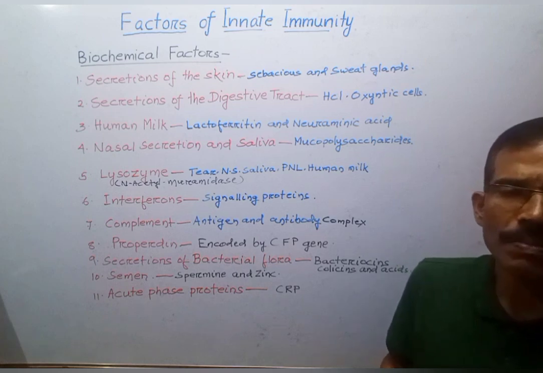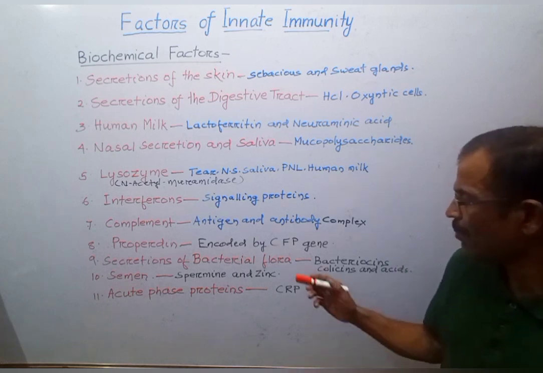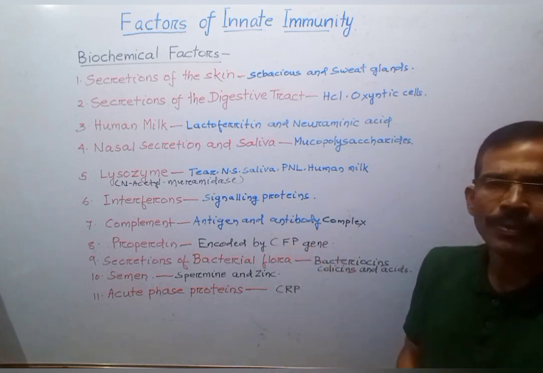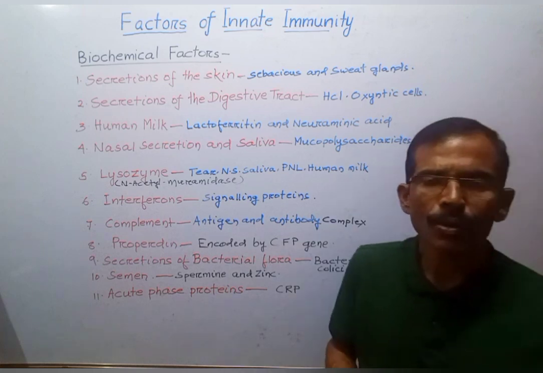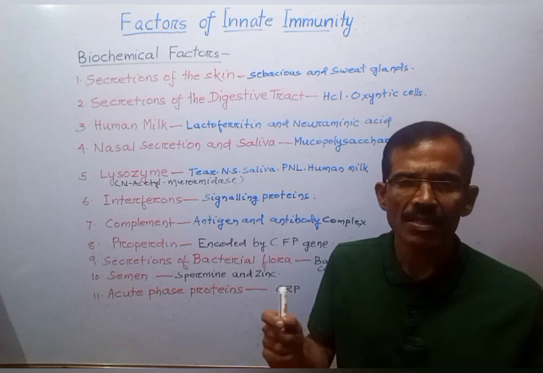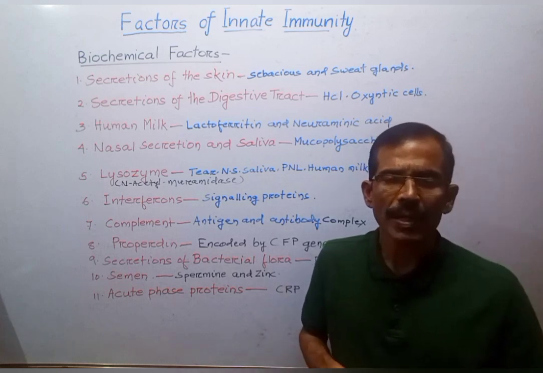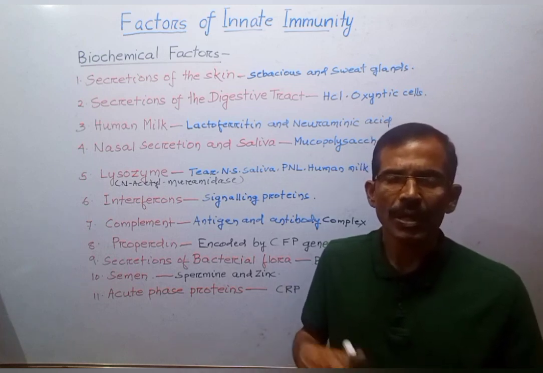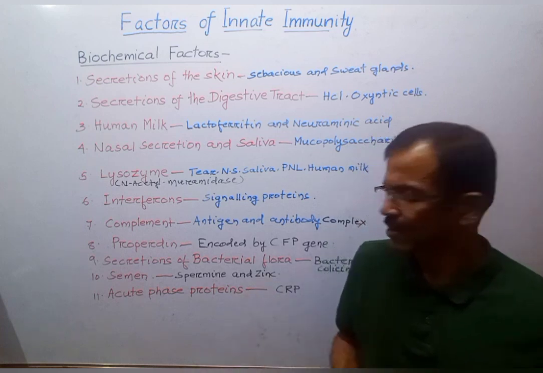Next factor is properdin. It is a plasma glycoprotein encoded by CFP gene. Properdin along with complement and magnesium ion causes the lysis of gram-negative bacteria. It also inactivates certain viruses.